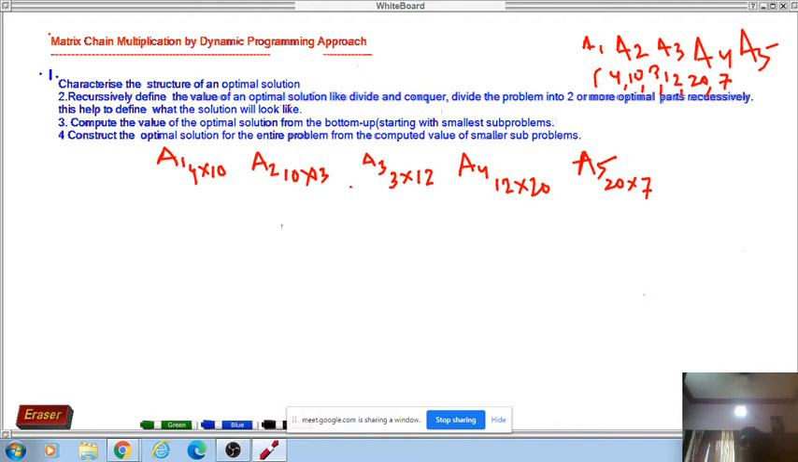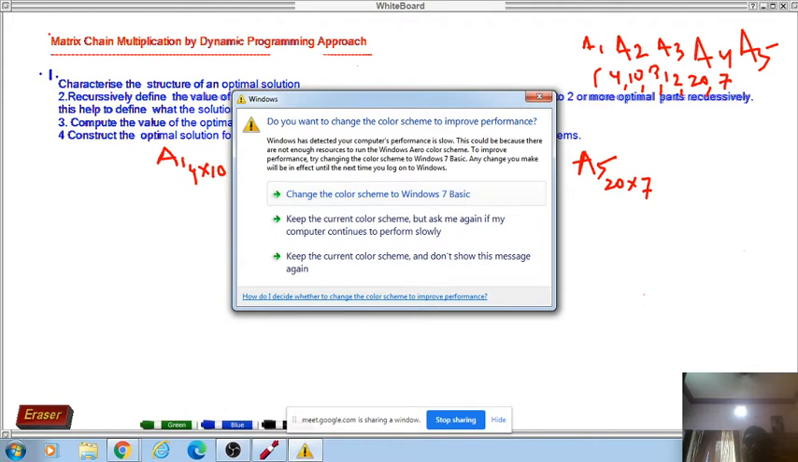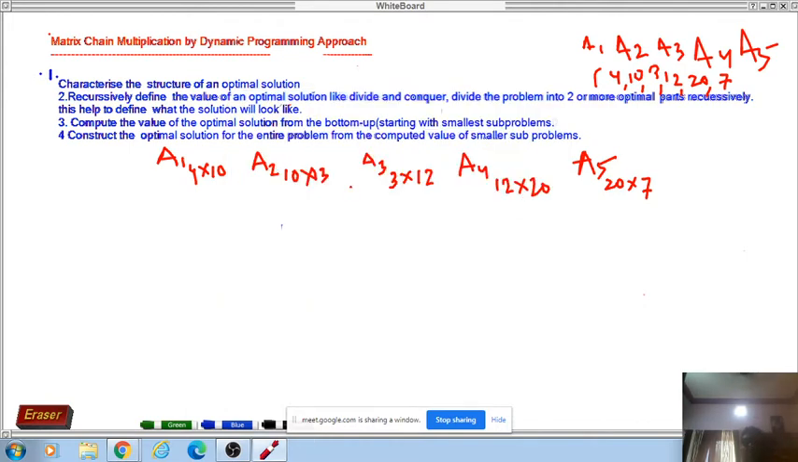A3 is a matrix of order 3 cross 12, and A4 is a matrix of order 12 cross 20, and A5 is a matrix of 20 cross 7. You have to understand this from the orders only. I have written it like this because it will not be written this way in the questions. Somewhere it may be written, or it may be done like this, so it is your duty to understand from this only.